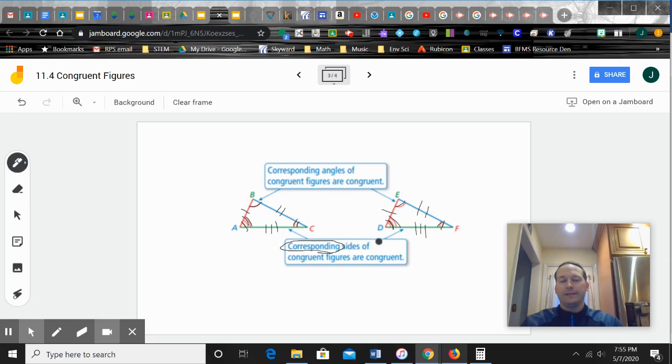So that's just corresponding. C corresponds because it's the angle made by the longest side and the second longest side. Same thing with F. It's made by the longest side and the second longest side, so therefore those two are corresponding. E is made by the short in the middle. B is the short in the middle, so those are the corresponding angles.